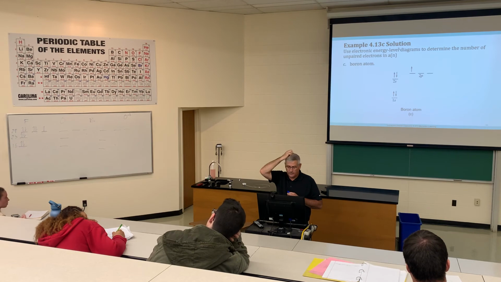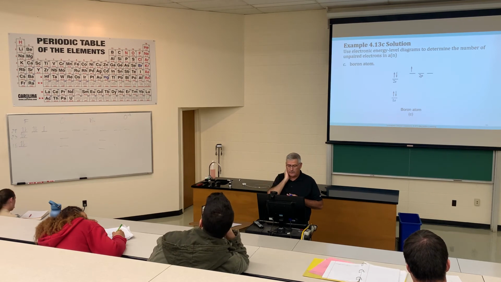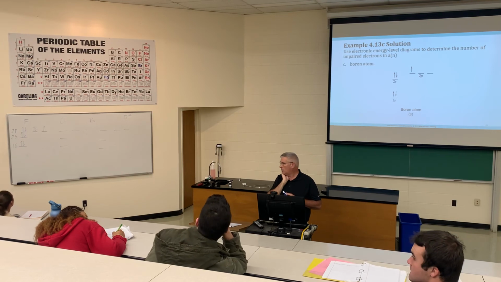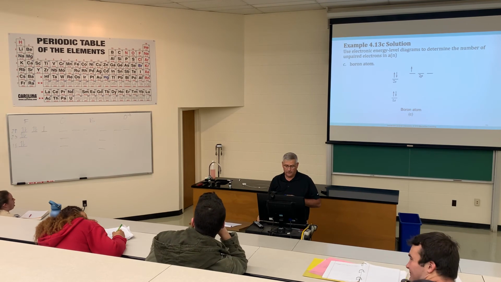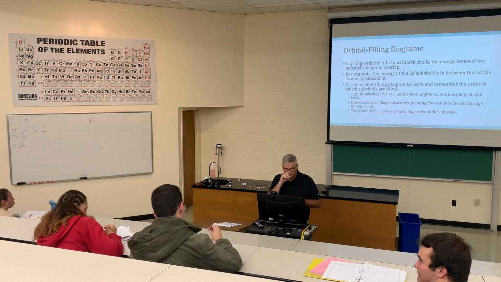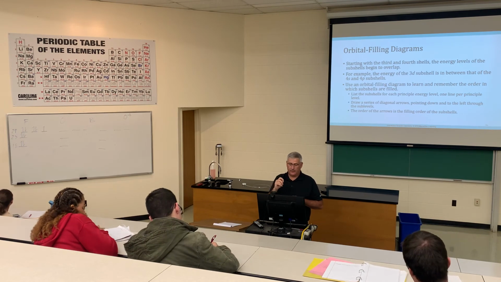Here's boron. So 1s has got 2, 2s has 2, and then 1 in a p lobe. All right. 1 in a p lobe. All right. Orbital filling diagrams.